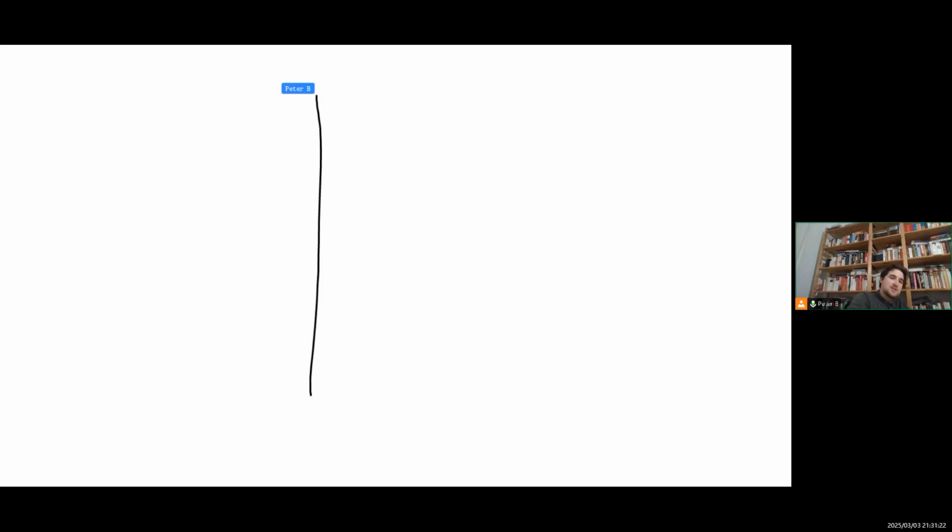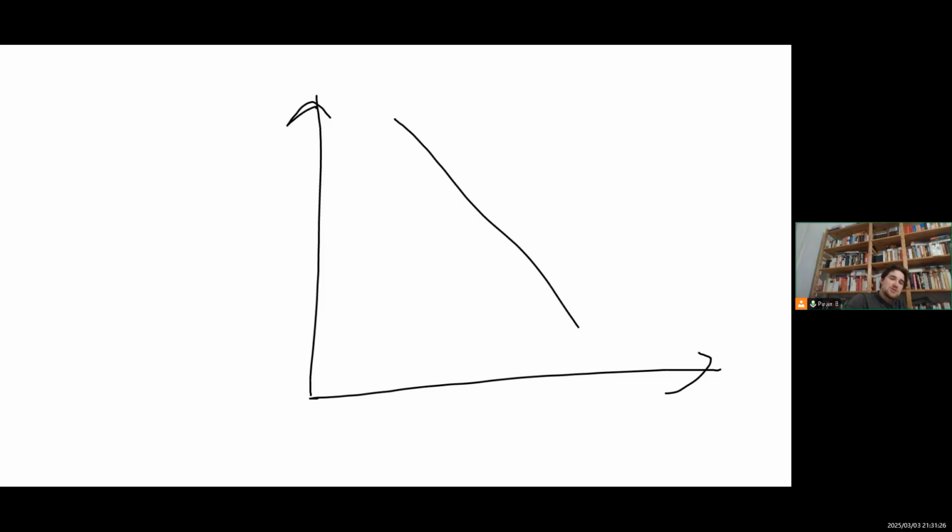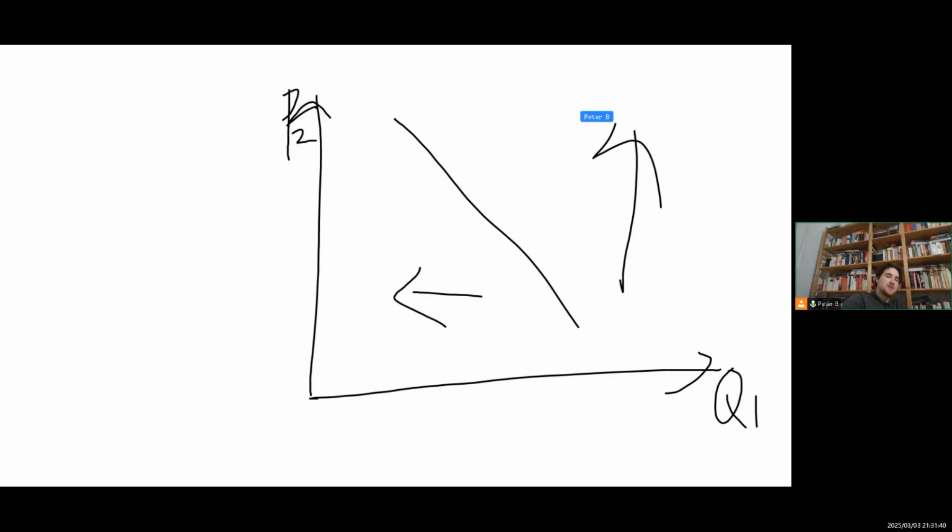So in that case, as the price is going up, let me label my price for good 2, so that could be the tennis racket, and then the quantity of good 1, so that could be the tennis shoes. And so as the price is going up, as we're going up on the graph, the quantity is going to be going down, just like with a demand curve before, because it's part of the same package. And if it's more expensive, I'm going to be less likely to buy into that package.